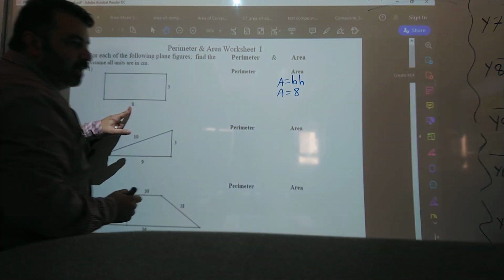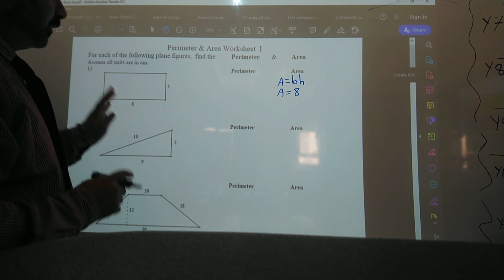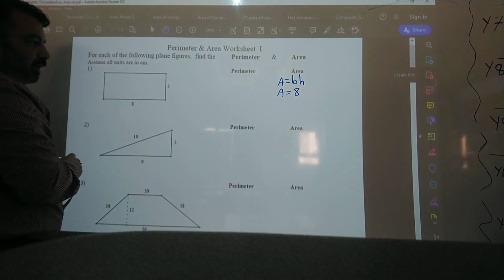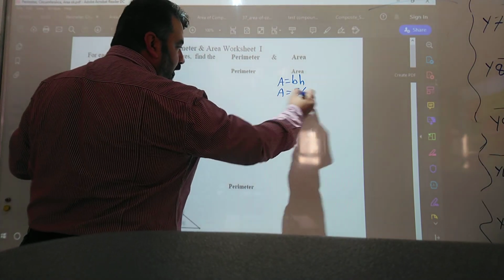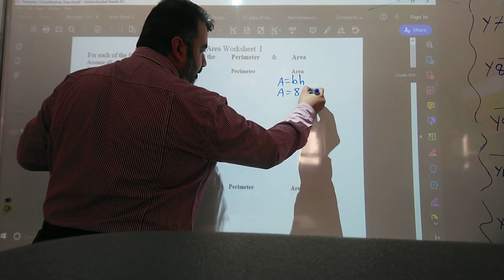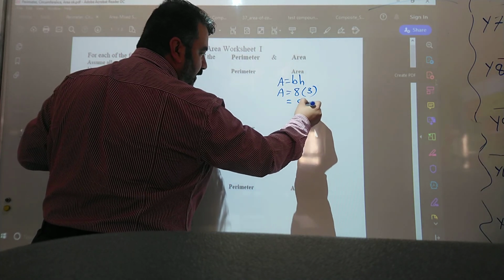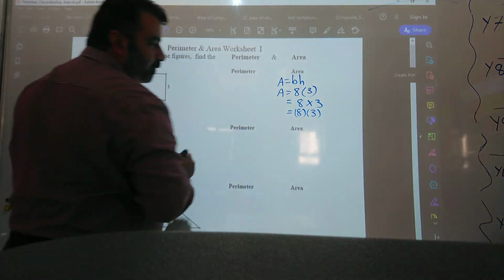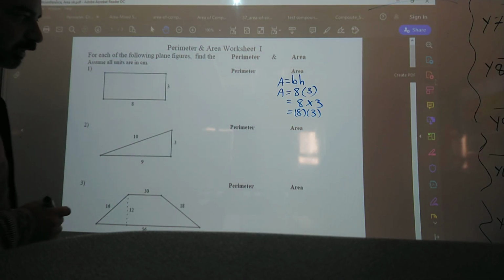So all you have to do is scan the shape, try to pick the numbers from the shape, understand it. This is the base, this is the height. So 8 times 3, or 3 times 8, it's up to you.